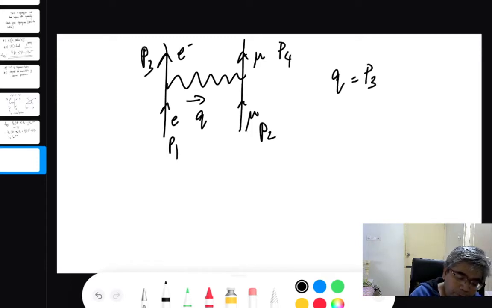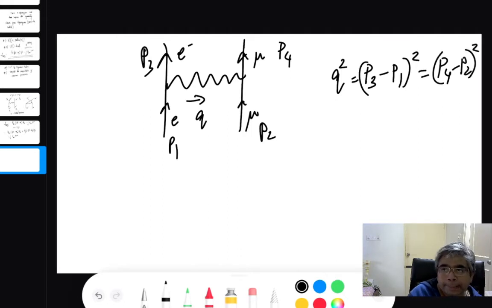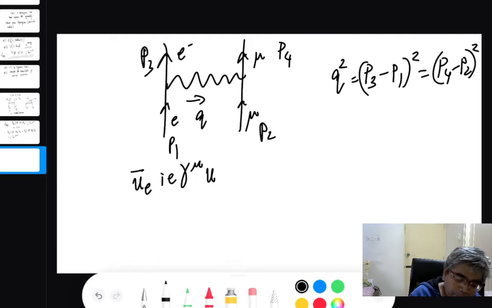q is equal to p3 minus p1, so q squared is (p3 minus p1) whole squared, which is equal to (p4 minus p2) whole squared. So the amplitude would be, because this is an incoming electron, u of the electron, u bar of the electron, gamma mu, u of the electron, times minus eta mu nu by q squared. This is one box. Now you have u bar of the muon, gamma mu, u of the muon.